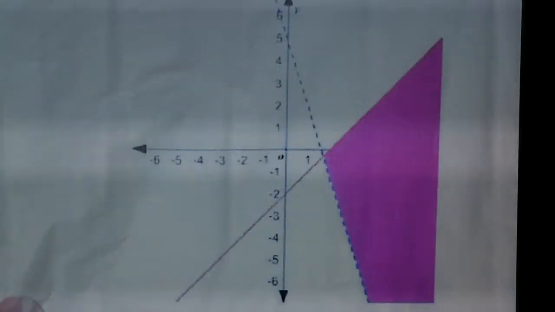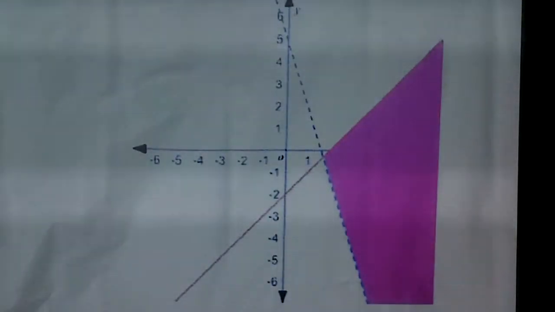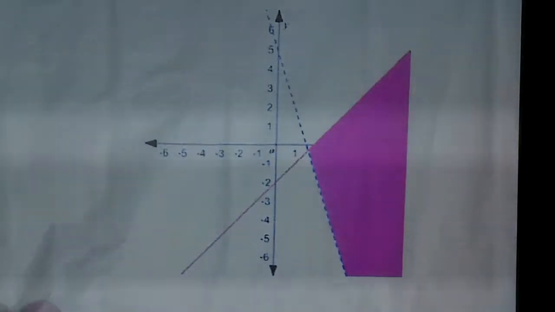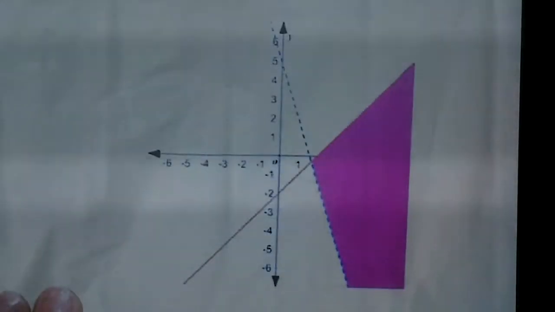Okay, I also want you to be able to write a system from a graph, and that's your next task here. It says write a system for the graph below. So I have given you a system. It's drawn out for you. I didn't actually draw this one. I Googled it and found some images.